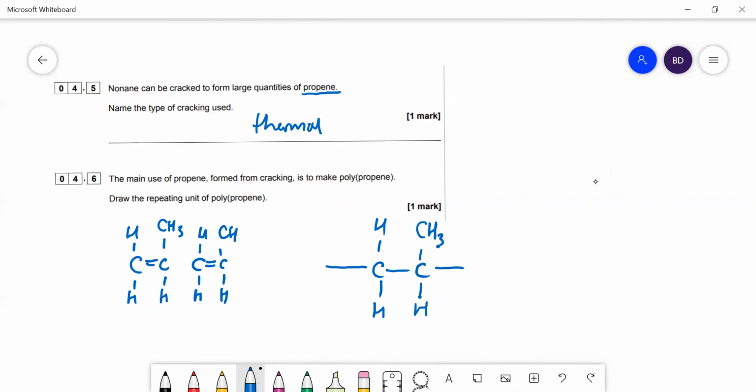Okay, now a lot of people will get a bit confused there and write this as the answer. Okay, and you can see that that is not right.